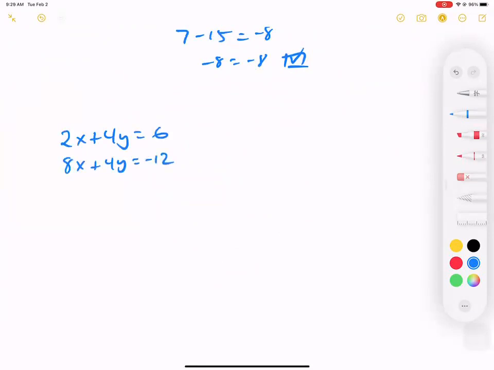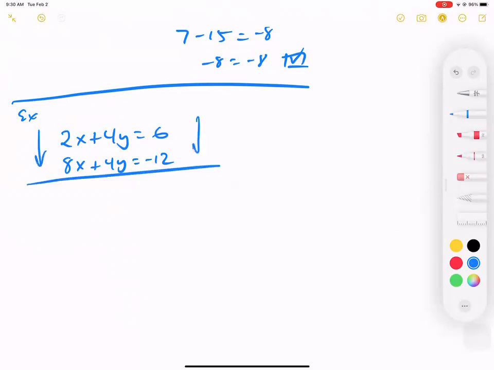So take a look at this set of problems. I see that the 4y and the 4y match, but do they cancel? No, and the whole thing about elimination is that when I add downward, they're going to automatically cancel out. So let me save you some time. We just have to make one of them negative. You can make the top one or the bottom one negative.